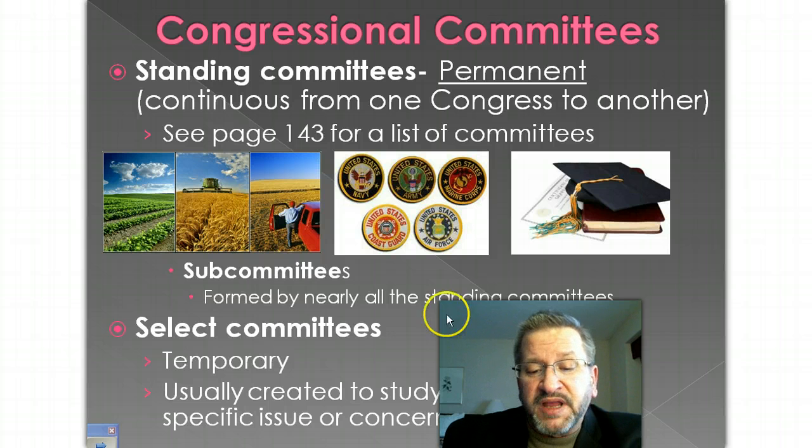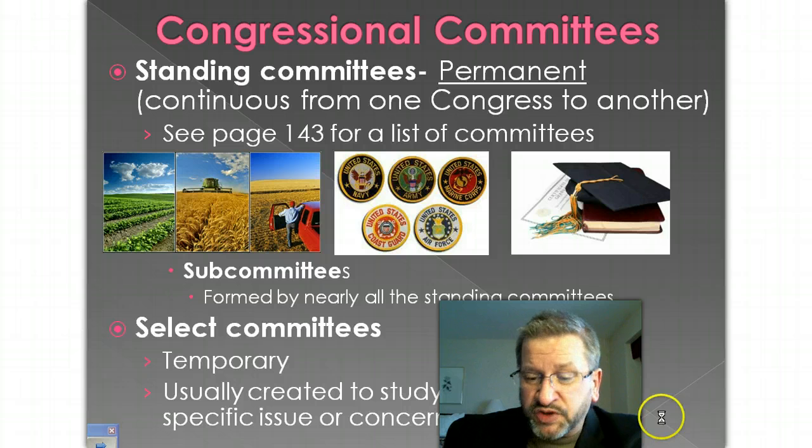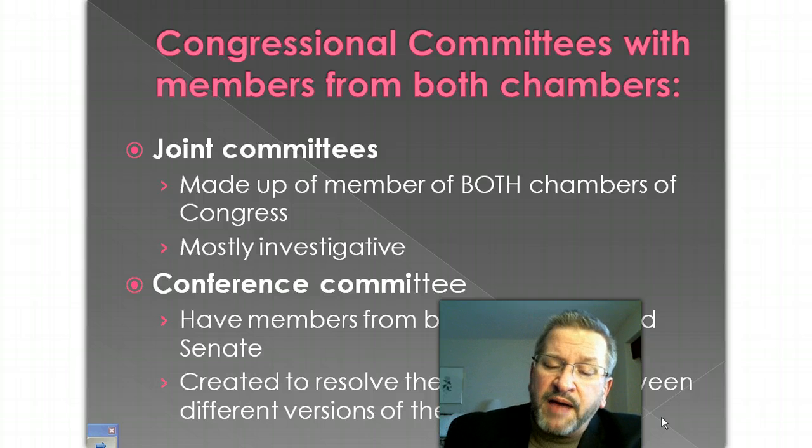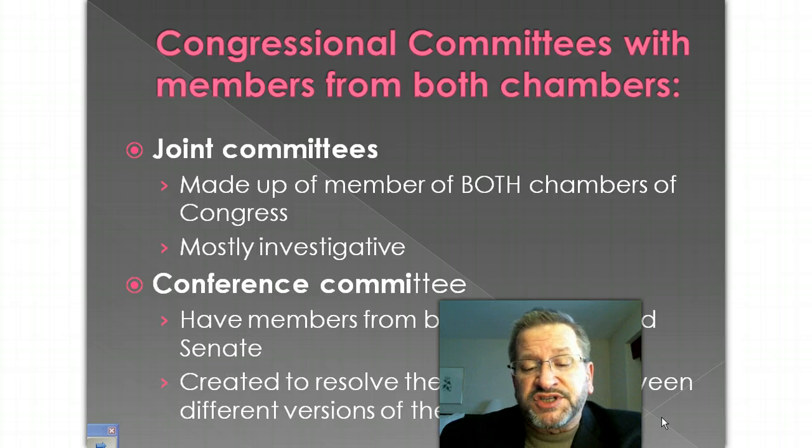There are also something called select committees. Those committees are not permanent, they're temporary, and are usually there simply to study and report on a specific issue or concern. Now, there are different types of joint committees, and we talked about the select because that's temporary and just investigative. But another common one is the conference committee.